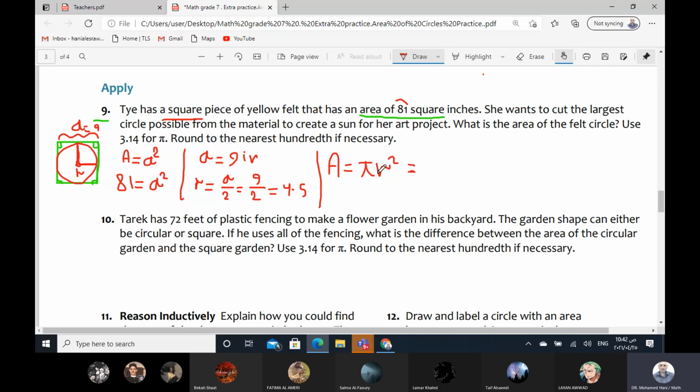The value of pi will be 3.14 times the radius, which will be 4.5 squared. So we can calculate now. We have 3.14 times 4.5 times 4.5. So the answer will be 63.59 inch squared.